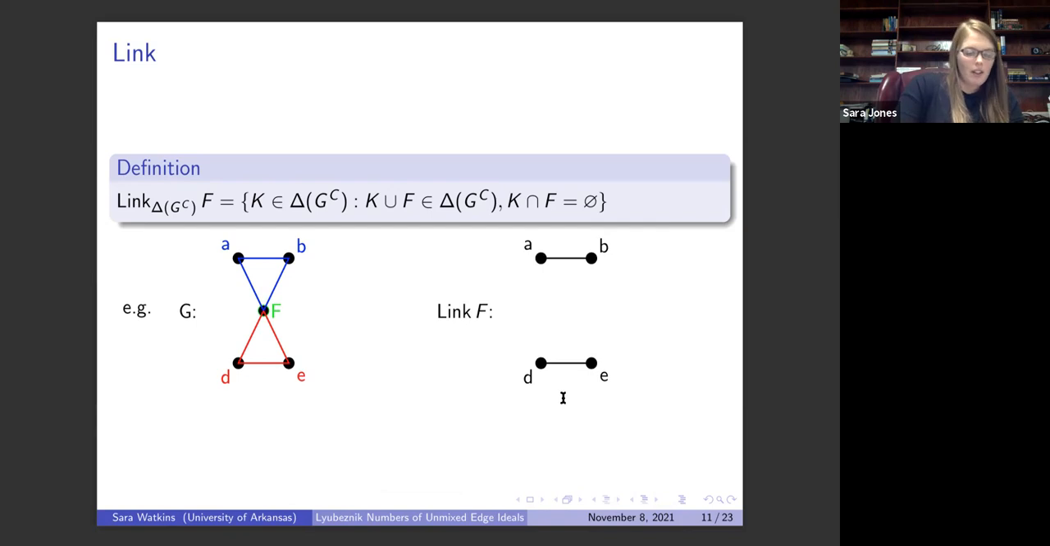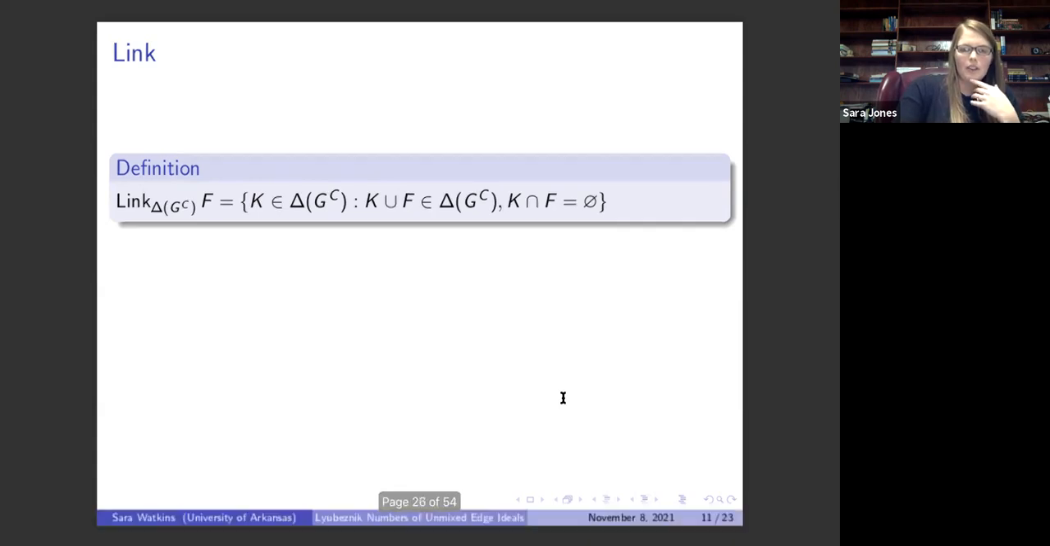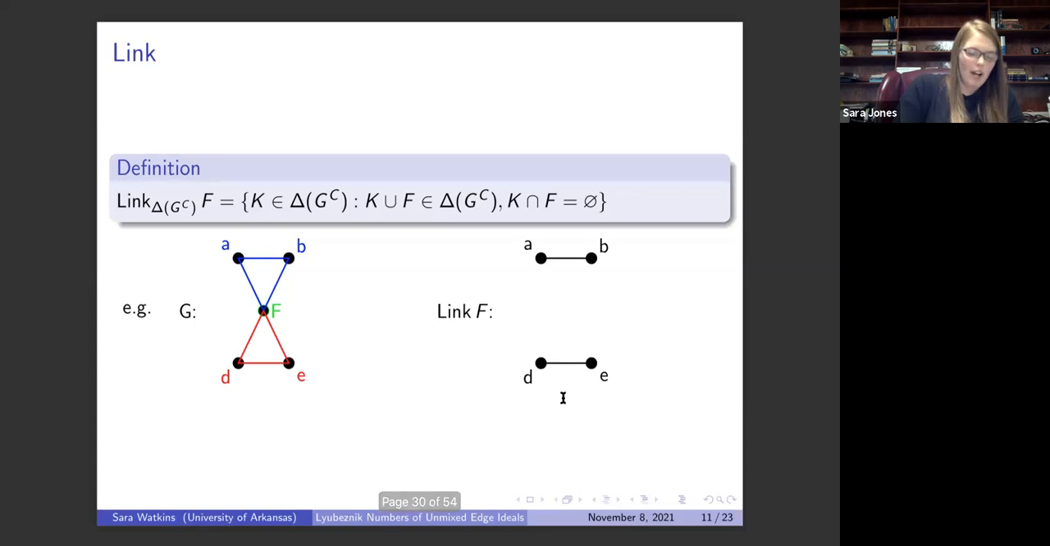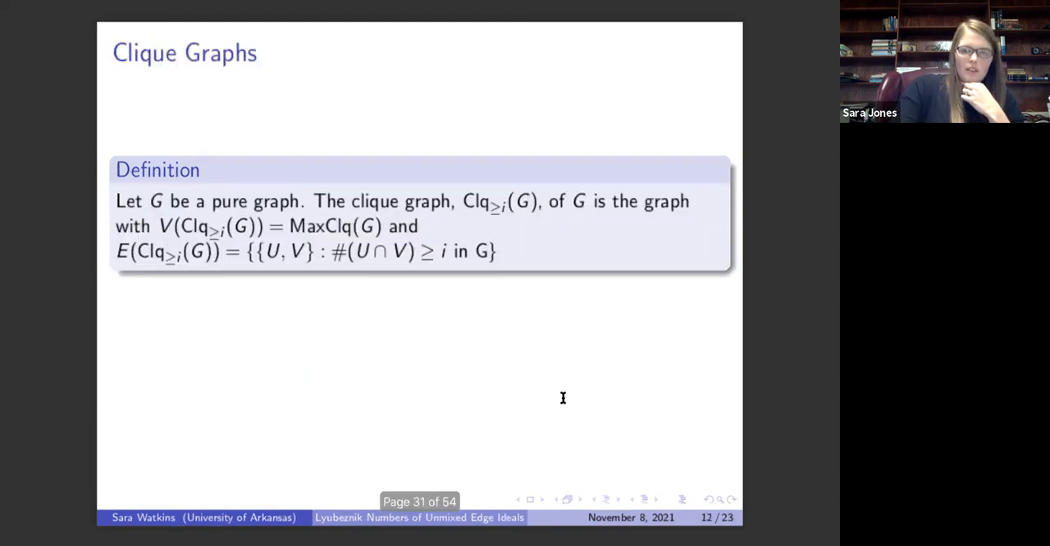Okay. So I'll mention here that we have this link now between graphs and linear strands, explicitly Betti numbers, but by the Eagon-Reiner formula that we just observed, notice that really the only graph information we need is going to be the link. So I introduced a family of graphs, which I call the clique graphs, that simplifies the graph that we're working with, but it keeps the information that's relevant to the Betti numbers and ends up to Lyubeznik numbers. So let's go ahead and look at these clique graphs.